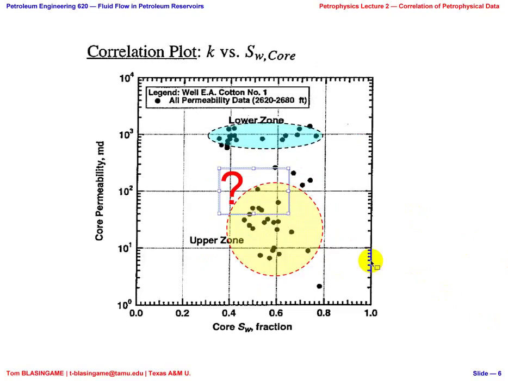And let's use it here. So this is core permeability versus saturation. And as usual, permeability was constant, so it doesn't really matter here. But God only knows here.